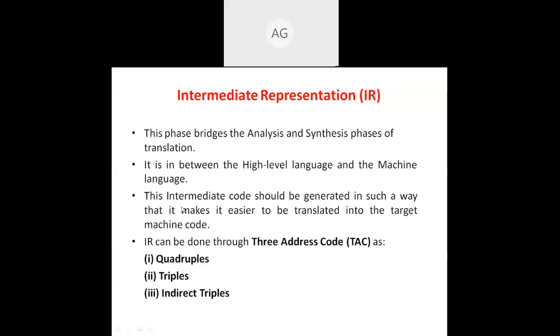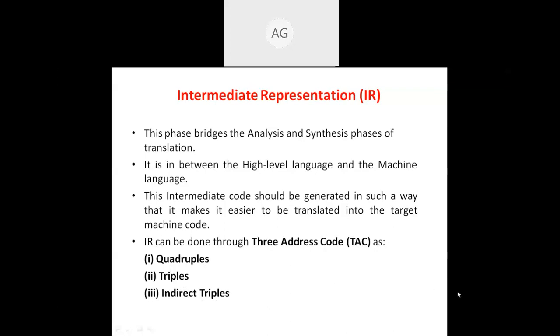So the code generated from the intermediate representation is three address code, and we are going to generate this code by using three types. First is quadruples, then triples, and indirect triples. So these are the types by which we can generate the three address code.